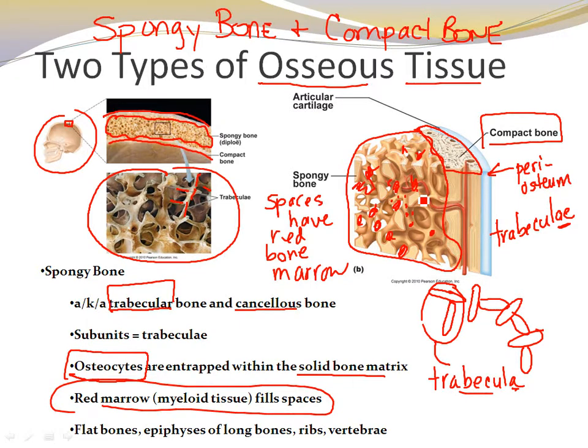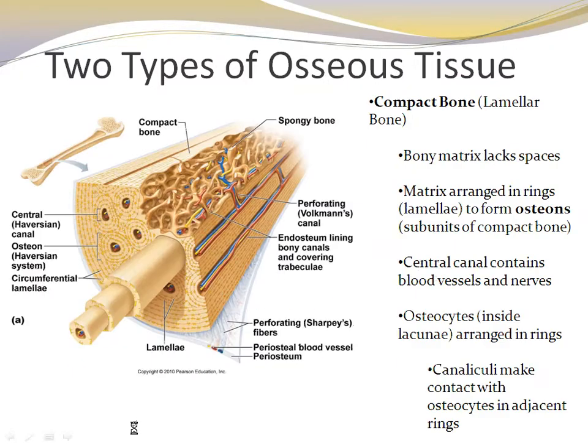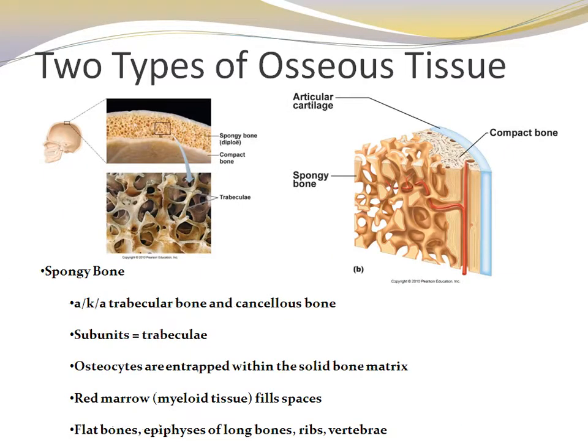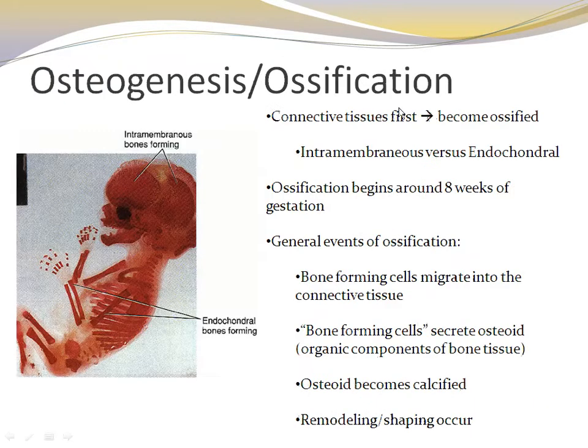Where do you have spongy bone? Down here on the bottom. Flat bones. The flat bones, the epiphyses of long bones, so the widened ends, then in the ribs and in your vertebrae along your backbone. Okay, that's spongy bone. Now, what about the compact bone?